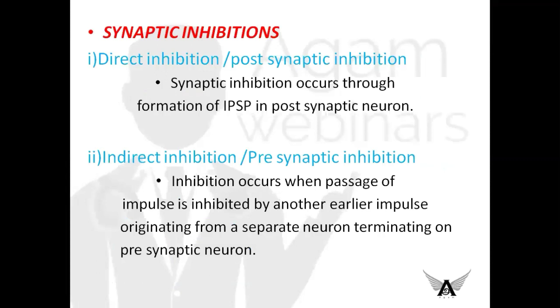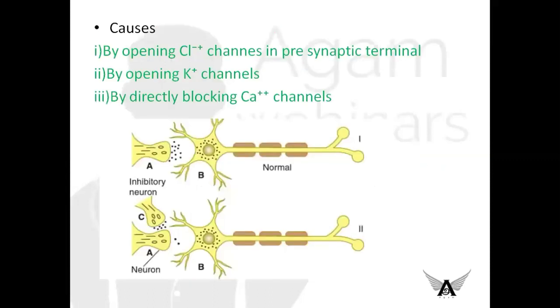Second type is indirect inhibition. Here inhibition occurs when passage of impulse is inhibited by another earlier impulse. An impulse will inhibit the presynaptic neuron, so that the presynaptic neuron will inhibit the postsynaptic neuron. So it is called presynaptic inhibition. I'll show you a diagram. See, here the neuron C is inhibiting neuron A. This neuron A is a presynaptic neuron to neuron B. So whenever C inhibits A, the presynaptic neuron, it will inhibit the postsynaptic neuron B. This is called indirect inhibition or presynaptic inhibition.